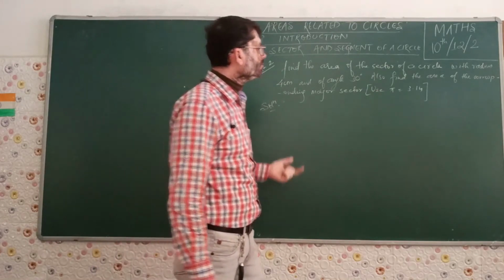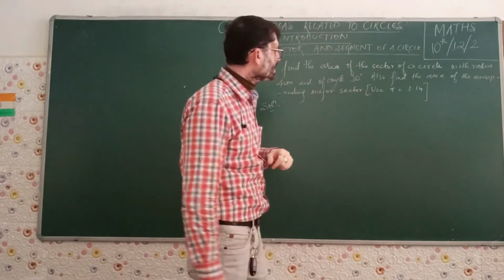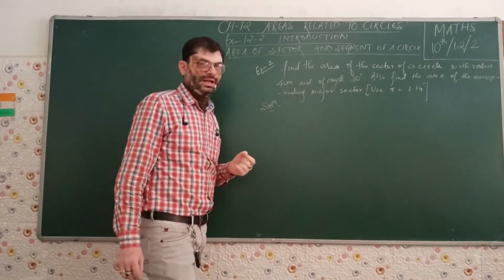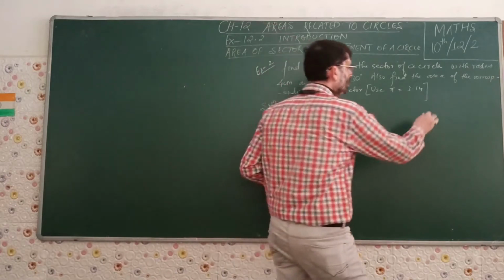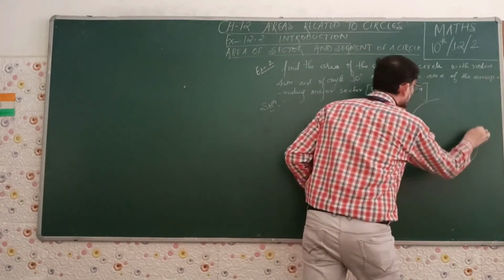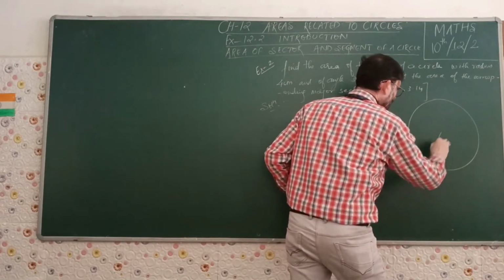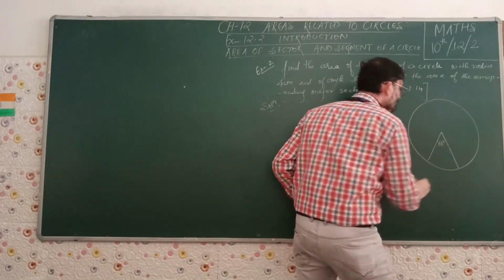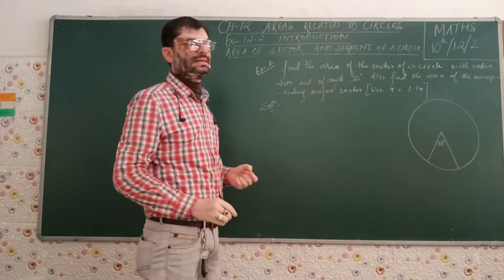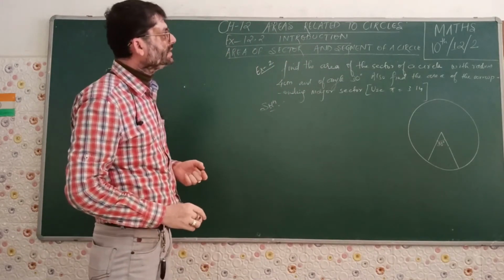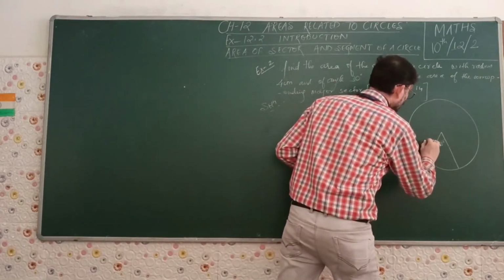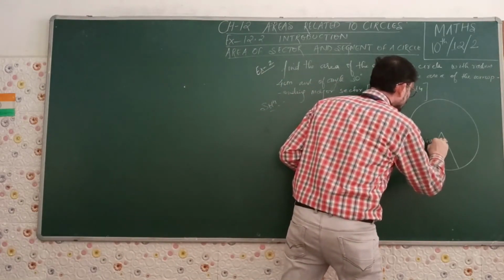That means we need to find the area of the minor sector with central angle 30 degree, and the area of the corresponding major sector also. That means we are given a circle. A sector is drawn, and the central angle of the sector is 30 degree at the center, and the radius of the circle is given as 4 cm.